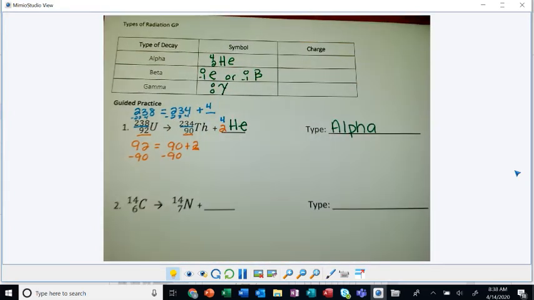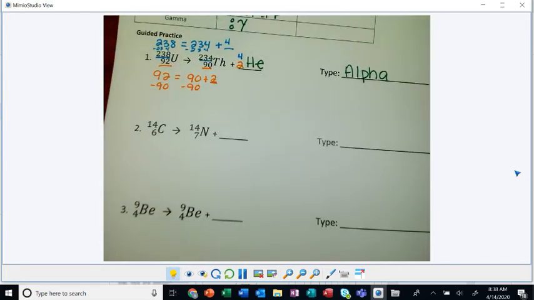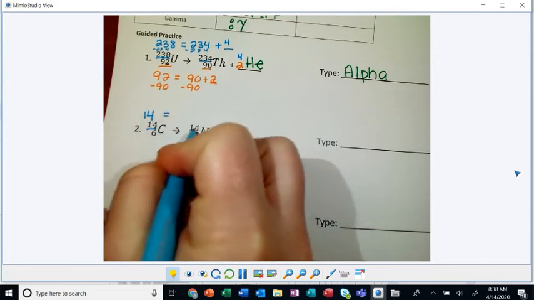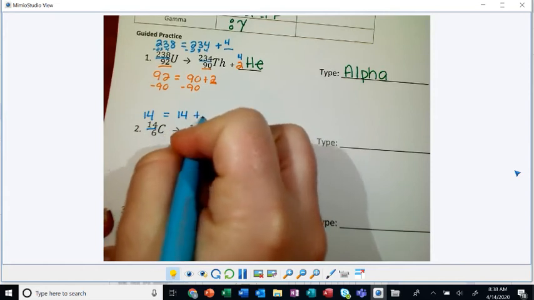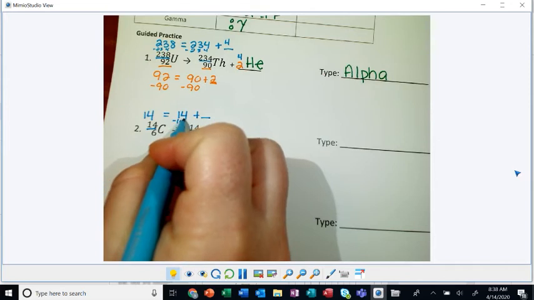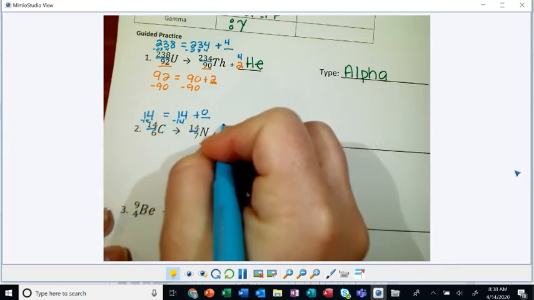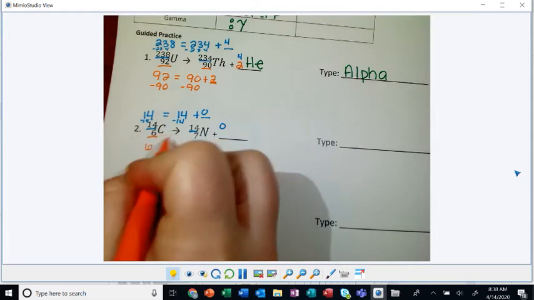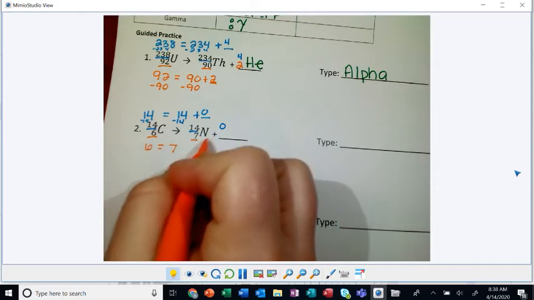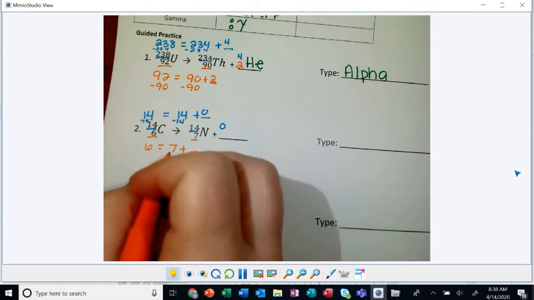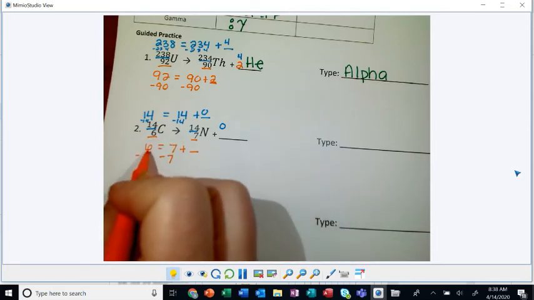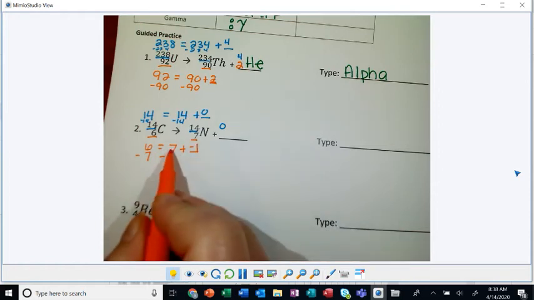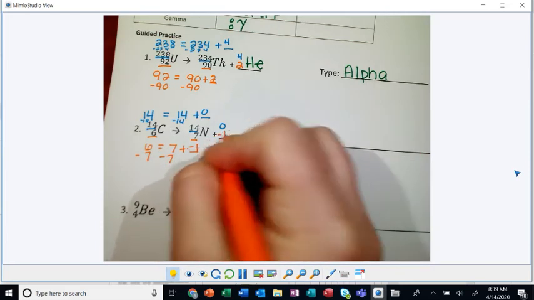All right. Moving on to my next one. So again, focus on the numbers only. So I have 14 equals 14 plus blank. I subtract 14 from each side. 14 minus 14 gives me 0. So my top number is going to be 0. Look at the bottom numbers. 6 equals 7 plus blank, right? Minus 7 from each side. 6 minus 7 gives me a negative 1. You can also look at 7 minus 1 would give you 6, right? Minus 1.